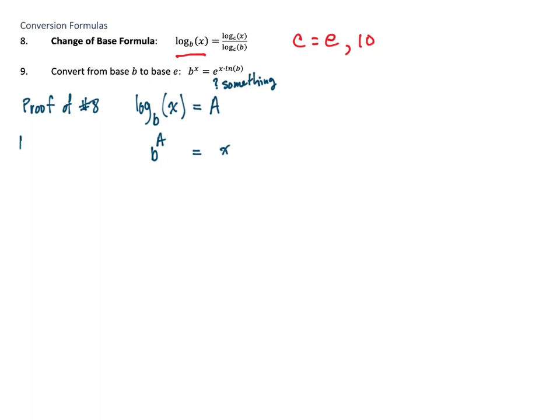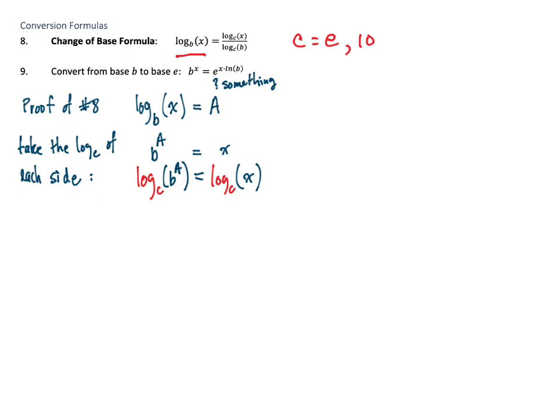Well, same thing with logs. If I take the log of the left, I need to take the log of the right. So let's take the log base c of each side. What that looks like is log base c of b to the a equals log base c of x. So what I did to one side, I did to the other. But on the left-hand side now, I can bring that a down in front using our power rule.